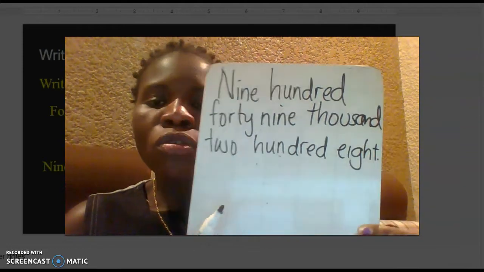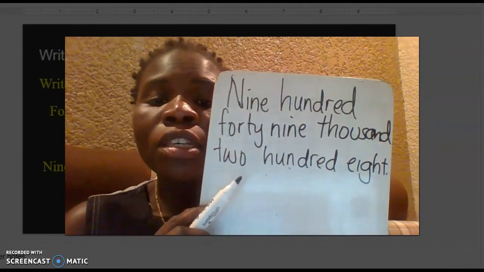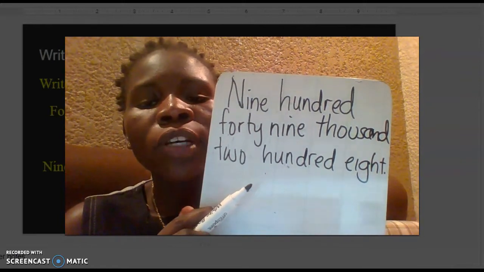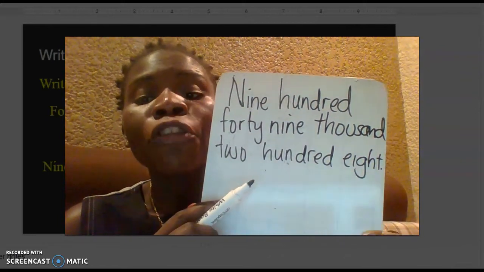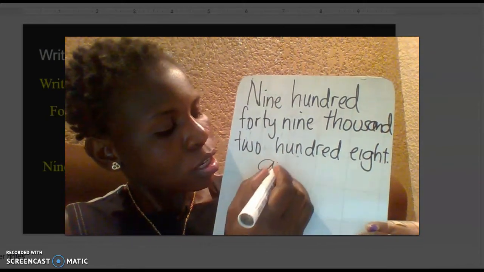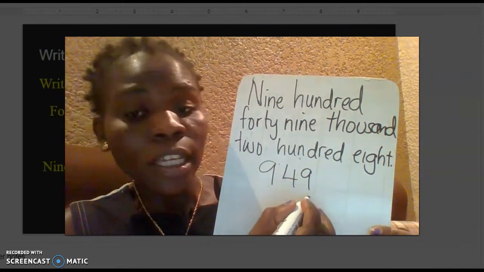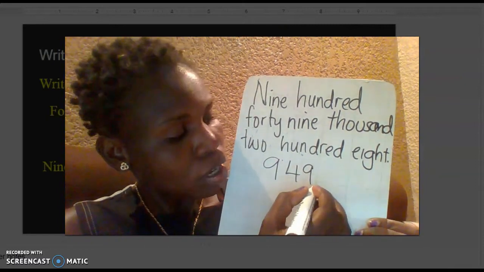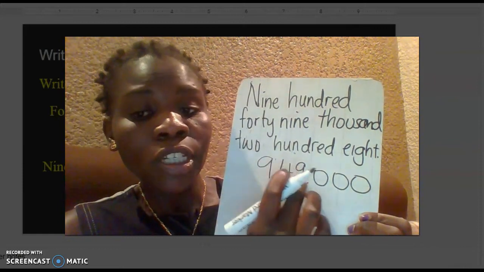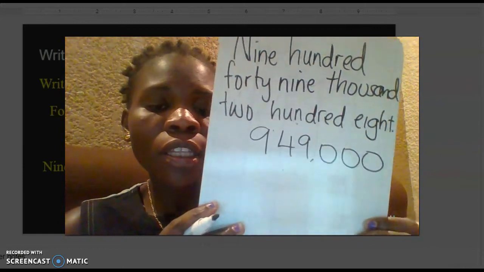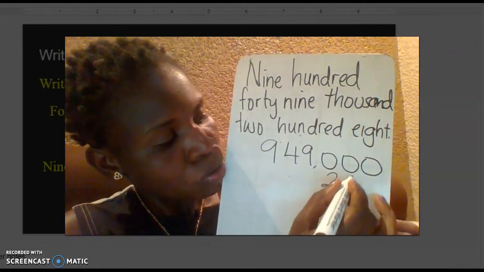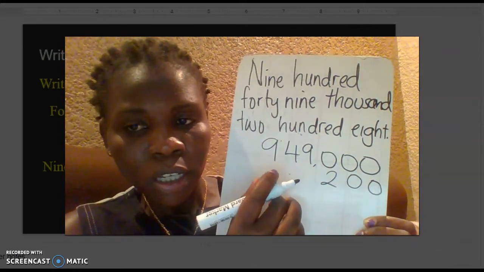My second example, I have 949,208. So this is the number. The first thing you need to do, you need to start with the highest value. Our highest value is 949,000. So 949, and then 1,000 has 3 zeros. So I'll add 3 zeros here. 949,000, and then 200, 8.